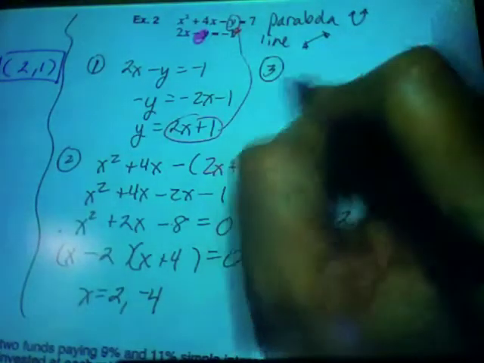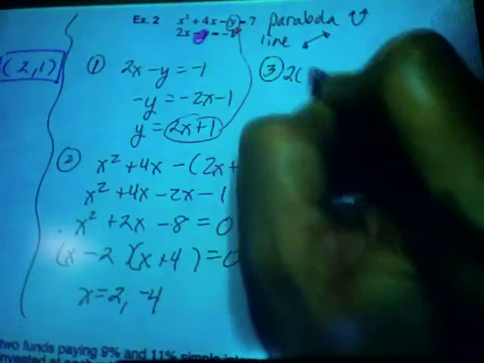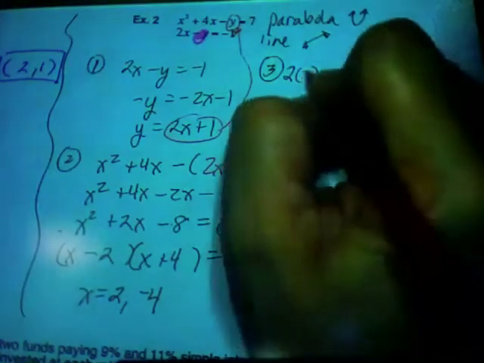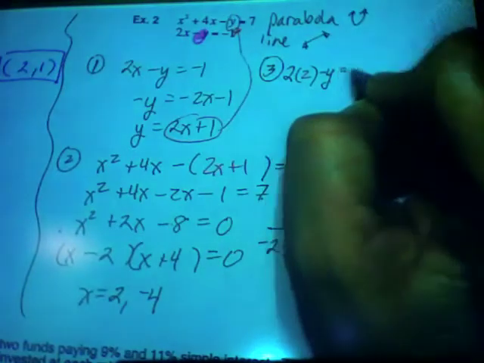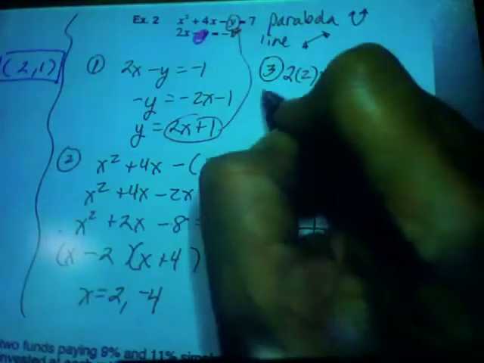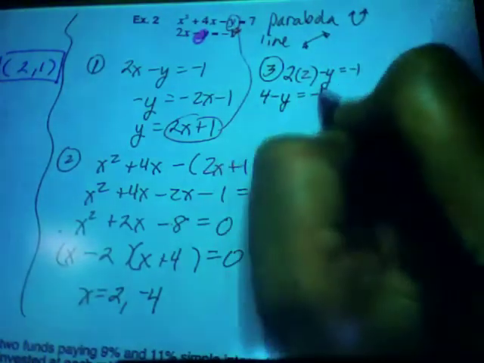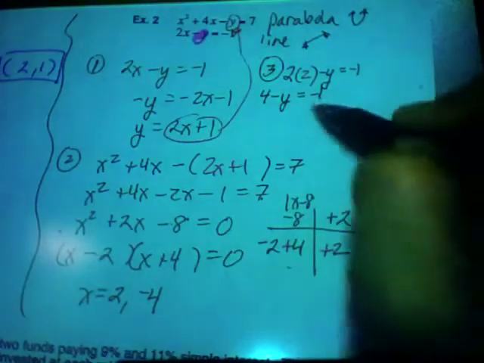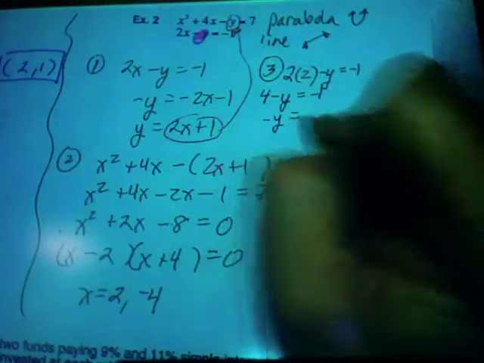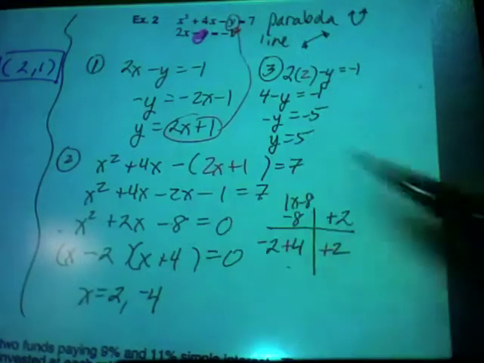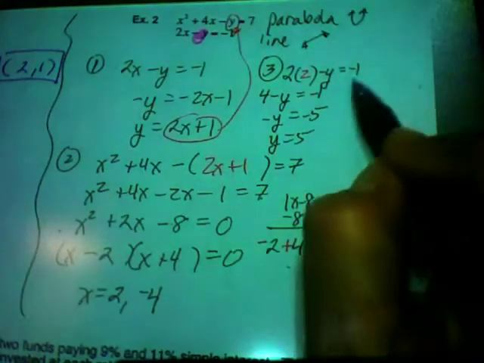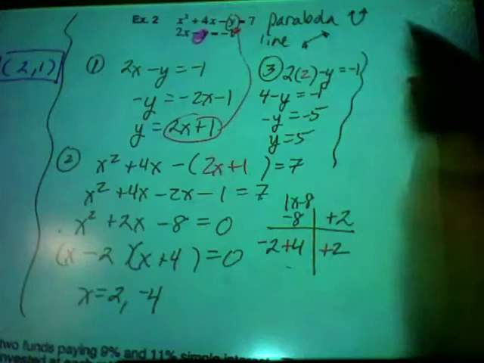So we have to do it twice. So 2 times 2 minus y equals negative 1. So 4 minus y is negative 1. Subtract 4, subtract 4, I get negative y is equal to negative 5. And then doesn't y equal 5? So there's 1.